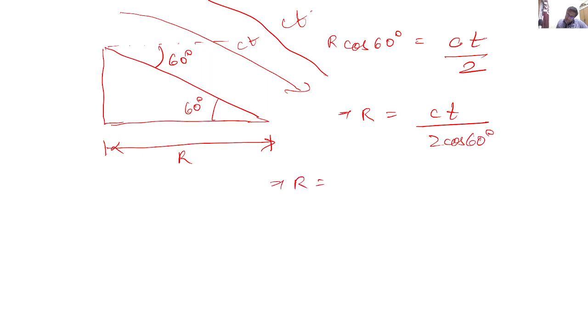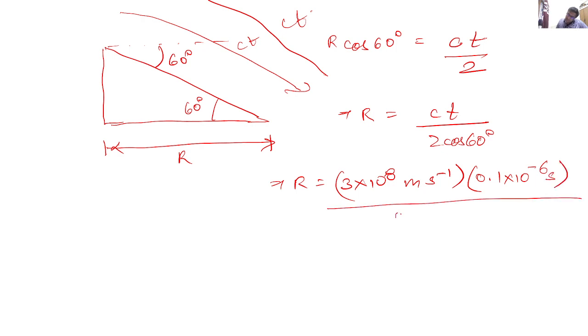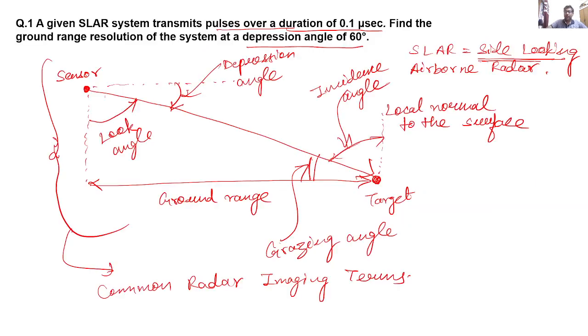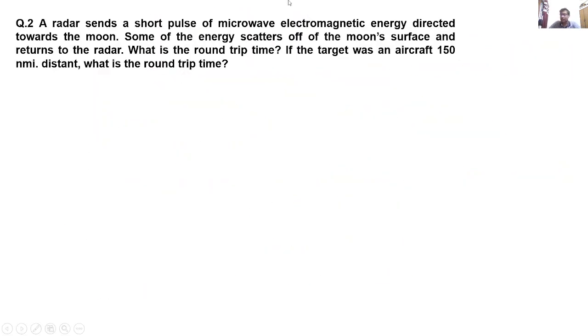So just put the value. C is 3 into 10 power 8 meters per second. Time was given as 0.1 microseconds. So that is 0.1 into 10 power minus 6 seconds by 2 cos 60 degrees, and we get the answer as 30 meters. So this is how we solve this question. Let's move to the next question. Today we will be focusing a lot on problem solving skills.